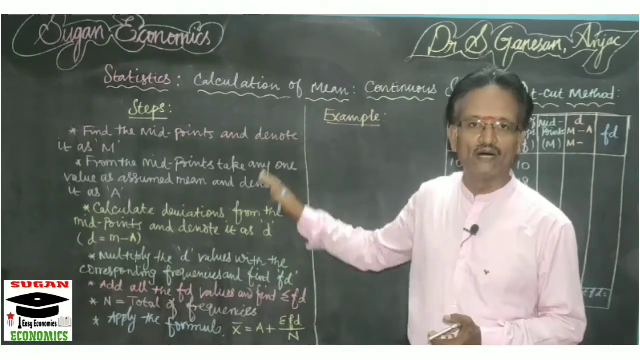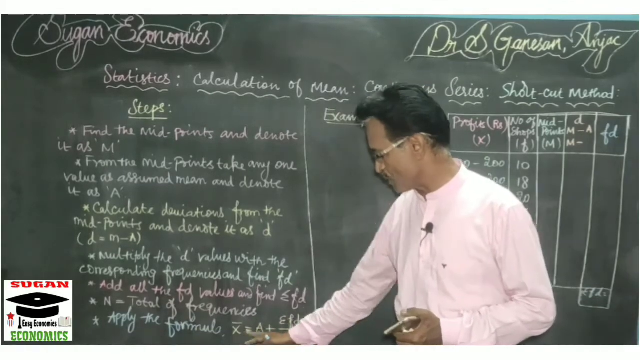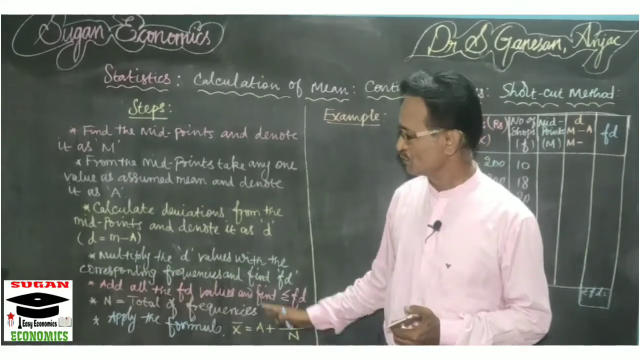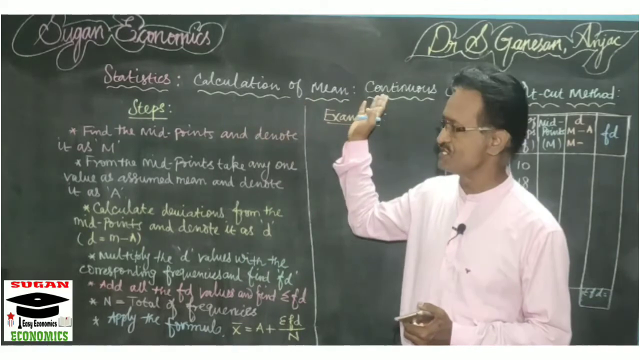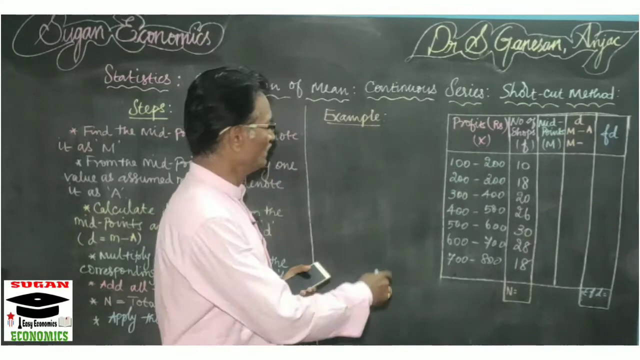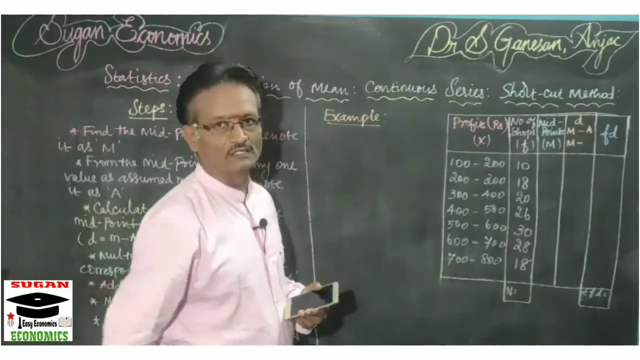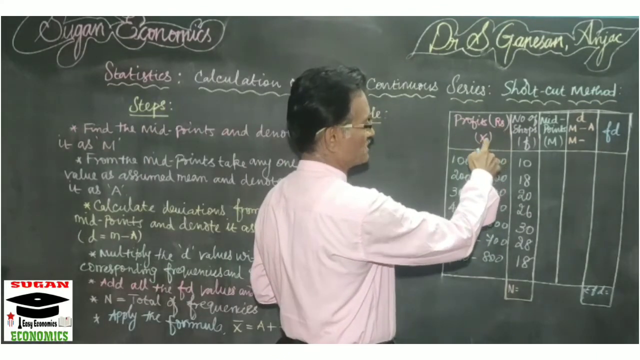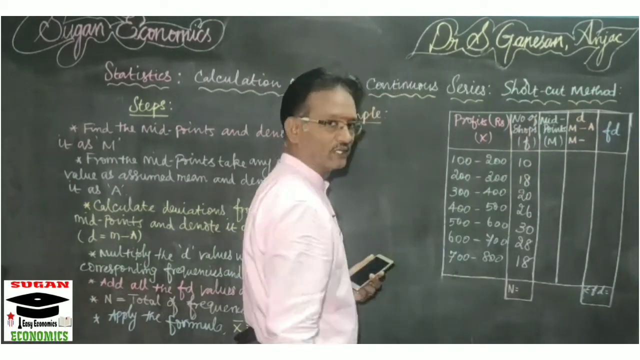After calculating all the values, we substitute them in the formula. The formula is x bar equal to A plus sigma FD by N. Are you clear? So these are the steps involved in the calculation of arithmetic mean for continuous series with the help of the shortcut method. Now I will explain the calculation of arithmetic mean for continuous series under the shortcut method with the help of an example. Here profit is given in rupees, taken as X, and the number of shops is given as F. This is the example I took in the previous video.